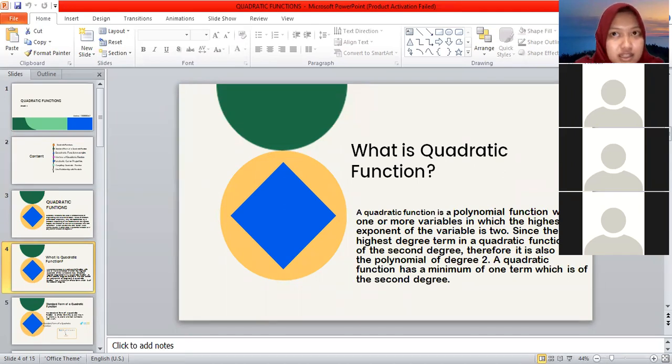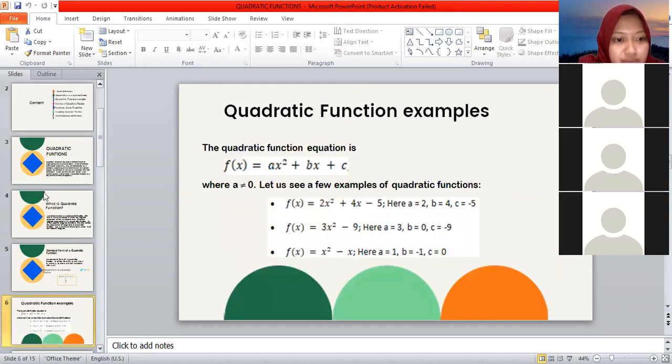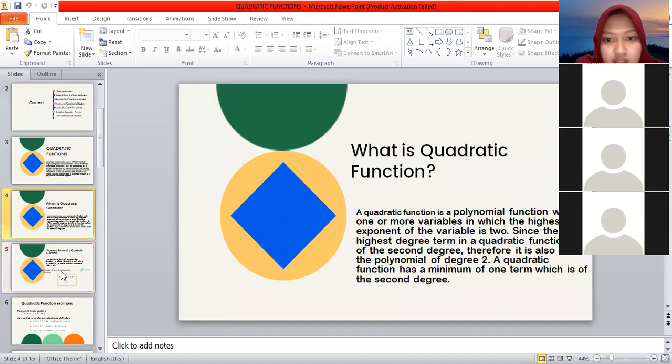Apakah slide terganti? Slide-nya masih yang what is the function. No, Miss. Oke, yang ini terlihat what is quadratic function? Yes, Miss. Okay.